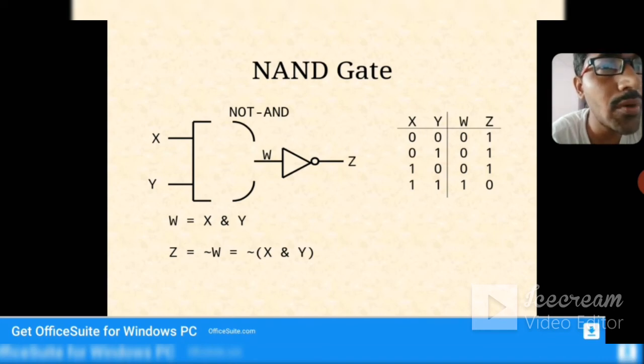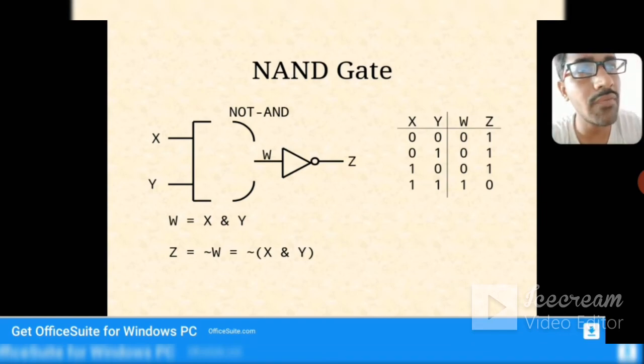The output W is then inverted by an inverter, so the outputs are complemented. In the first case we get a 0, so it is complemented to 1. In the second case we also get a 0, so it is complemented to 1. In the third case we get a 0, so it is complemented to 1. In the last case we get a 1, hence it is complemented to 0. This is the case of the NAND gate.